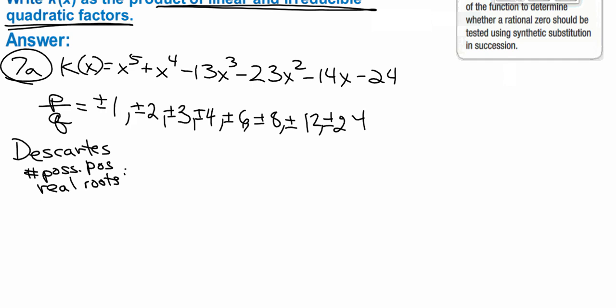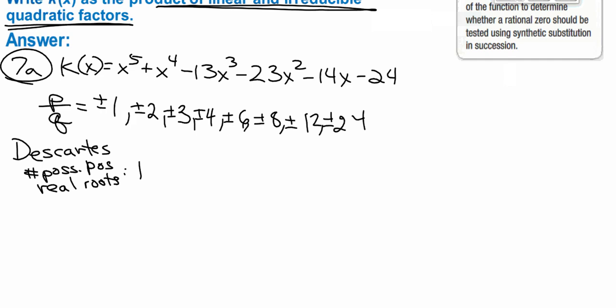So if it's positive, there's one sign change, correct? One sign change, so there is one positive. So I might search for that one right away, right? Because I'm hoping it's an integer number, but I feel like it might be.